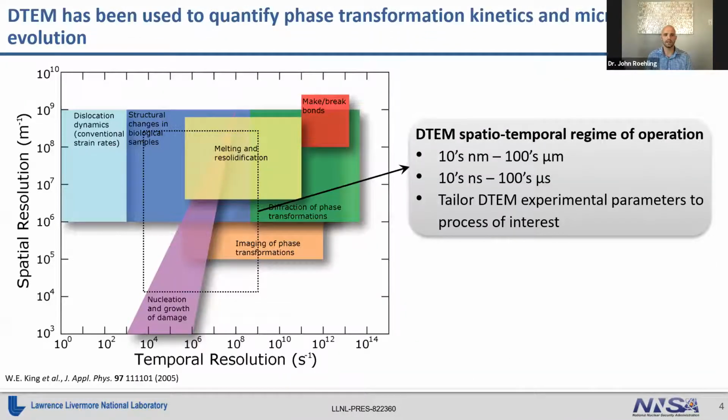If we look at the spatial resolution and time resolution space and where they're best suited, DTEM is best suited for this boxed area: tens of nanometers to hundreds of microns and tens of nanoseconds to hundreds of microseconds. This is really well suited for things like phase transformations, melting, resolidification, even structural changes in biological samples or nucleation and growth of certain things.